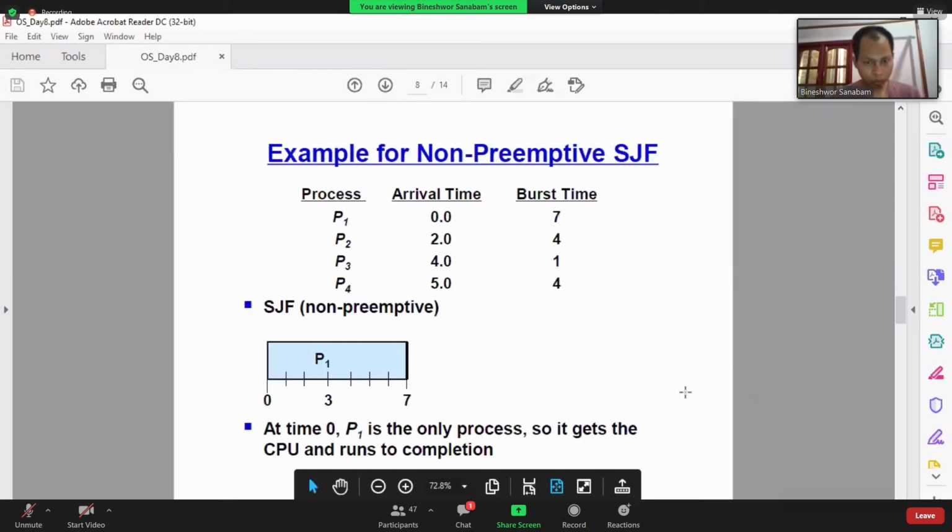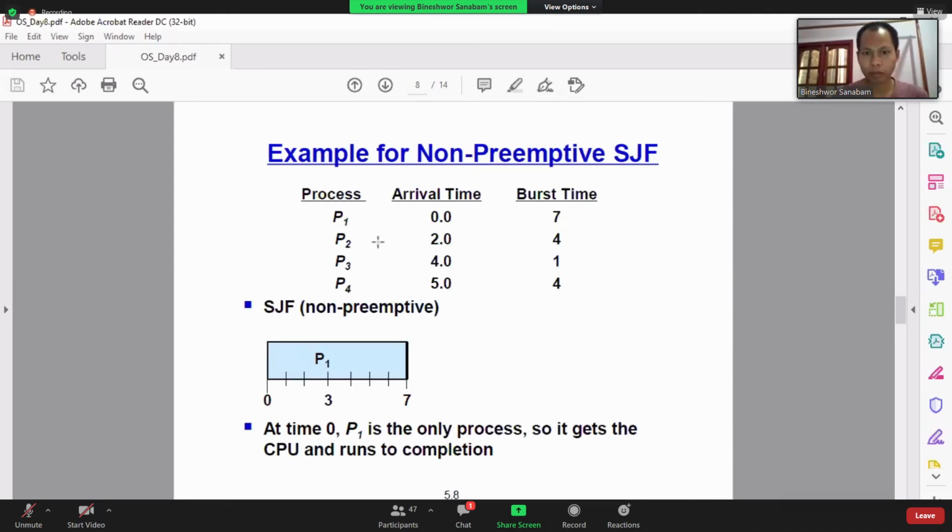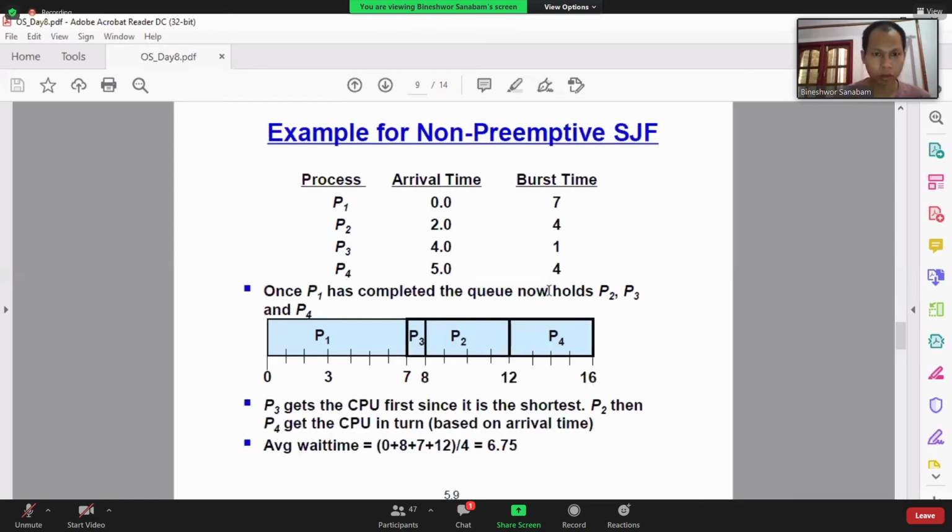So it's very simple. Assume that we have these four processes arriving at different times, and they have different burst times. When we talk about shortest job first in the case of non-preemptive, as we say, we cannot interrupt it.